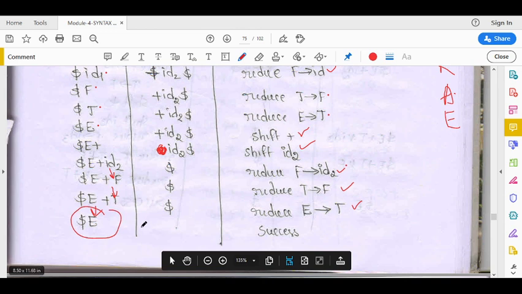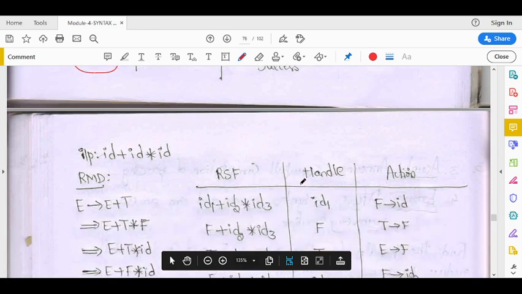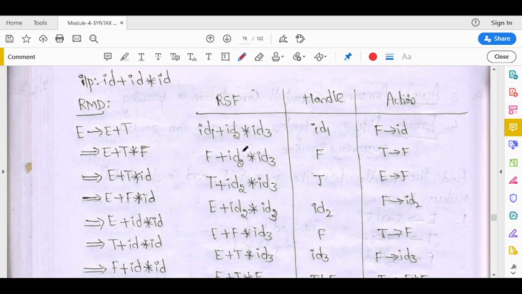So the starting symbol with the dollar is the accept state. There is no error state which we didn't find out. So the particular string will be accepted.